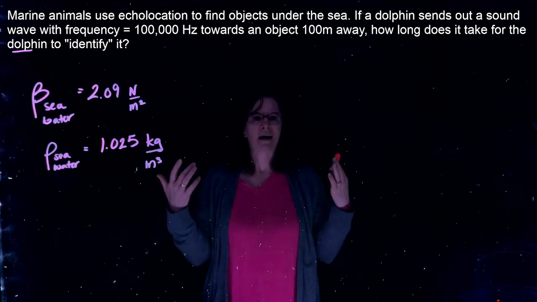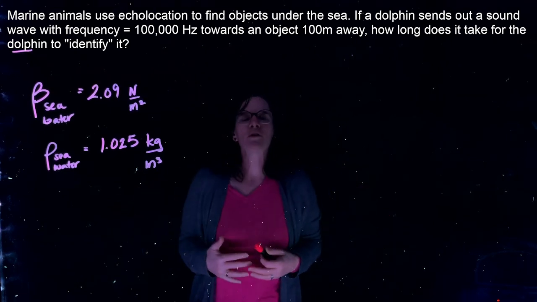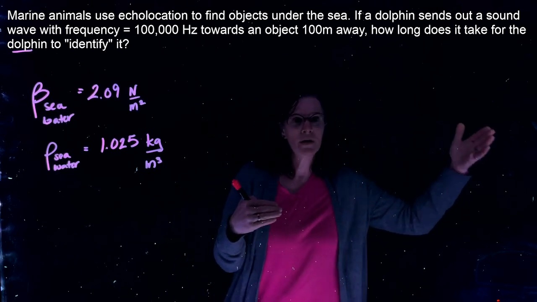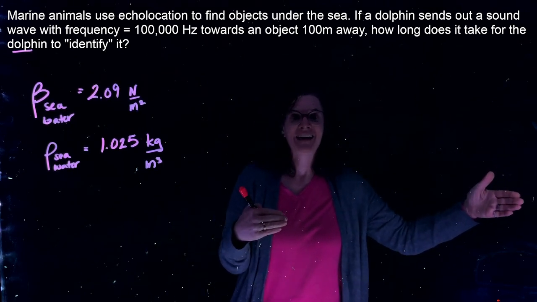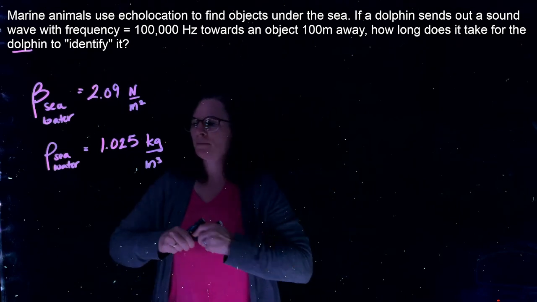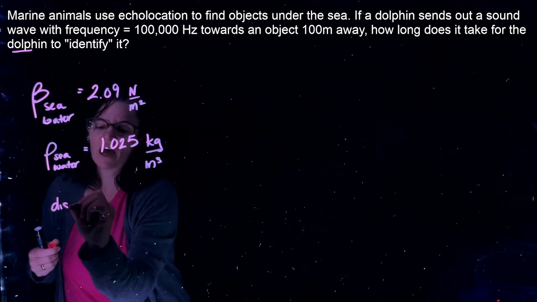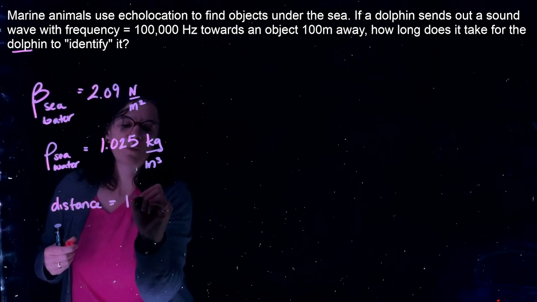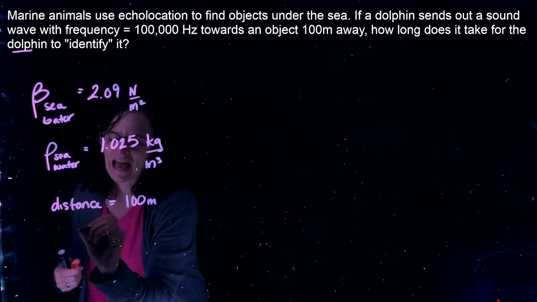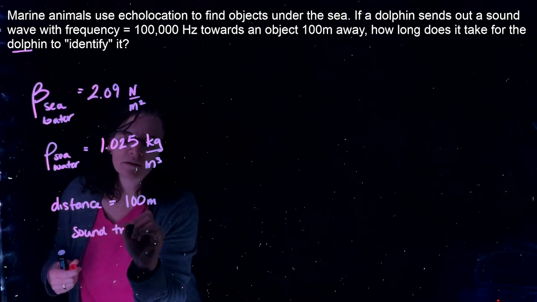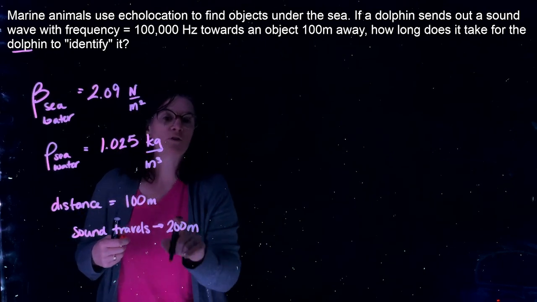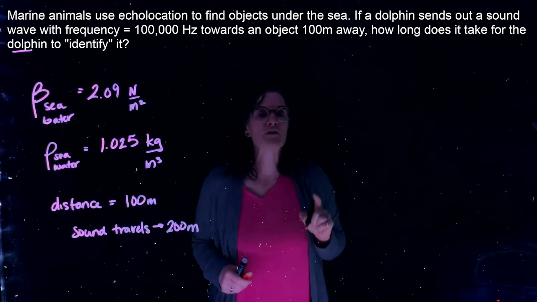Okay, so how long? Well, that's kind of a kinematics problem, right? We want to know how long it takes for the sound to go to the object and come back from the object. So we're told in the problem that the distance of the object is 100 meters. But to go to the object and come back, we know that sound will travel 200 meters. Okay, so it has to get there and it has to come back. So the sound travels 200 meters.